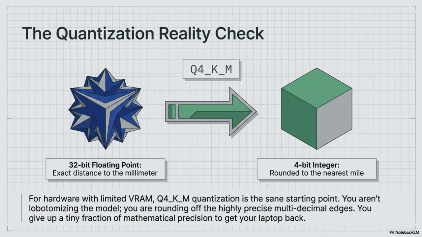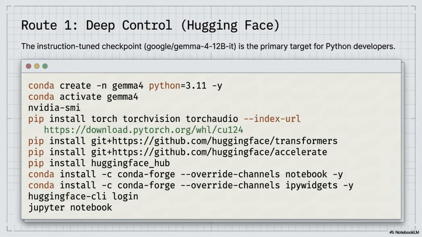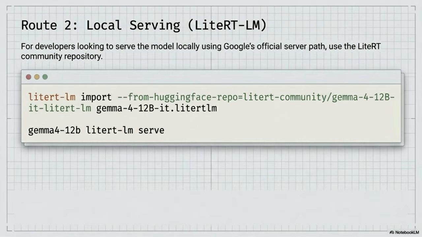Okay, how so? When these models are trained in the data center, their internal mathematical weights are stored in highly precise multi-decimal formats, usually 16-bit or 32-bit floating point numbers. Which takes up a massive amount of physical storage. Exactly. So quantization is just the process of rounding those complex numbers down to simpler 4-bit or 8-bit integers. Oh, I see. So instead of memorizing the exact distance from New York to London down to the millimeter, we just round it to the nearest mile. That's a great way to put it.